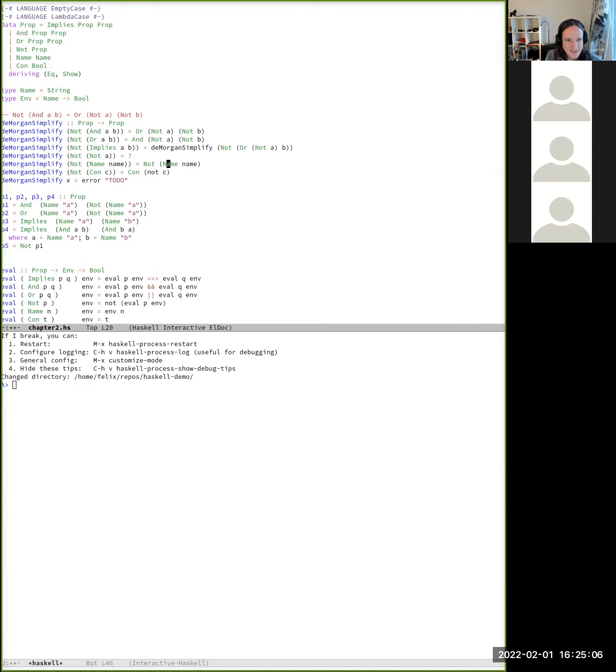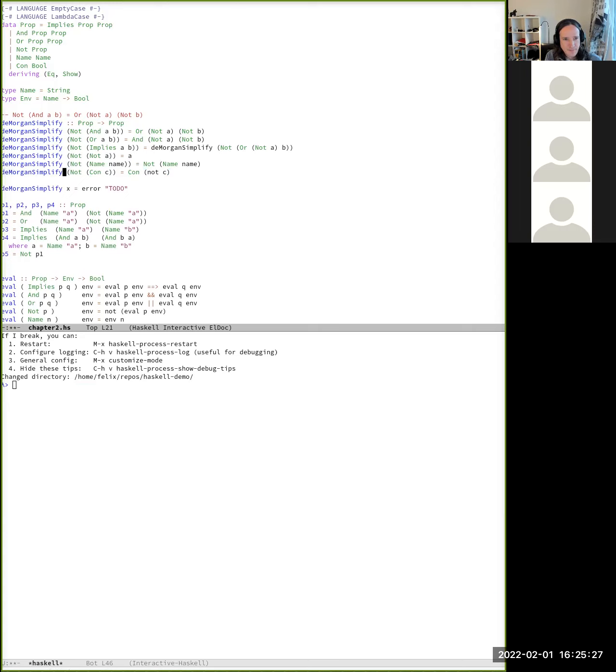Okay, any suggestions for other cases? Yes, not not A equals A. Why not? Okay. Not not A goes to deMorgan simplify A. Very good. Yeah, good idea. So instead of just removing the outer two nots, we can use our simplification again on A.